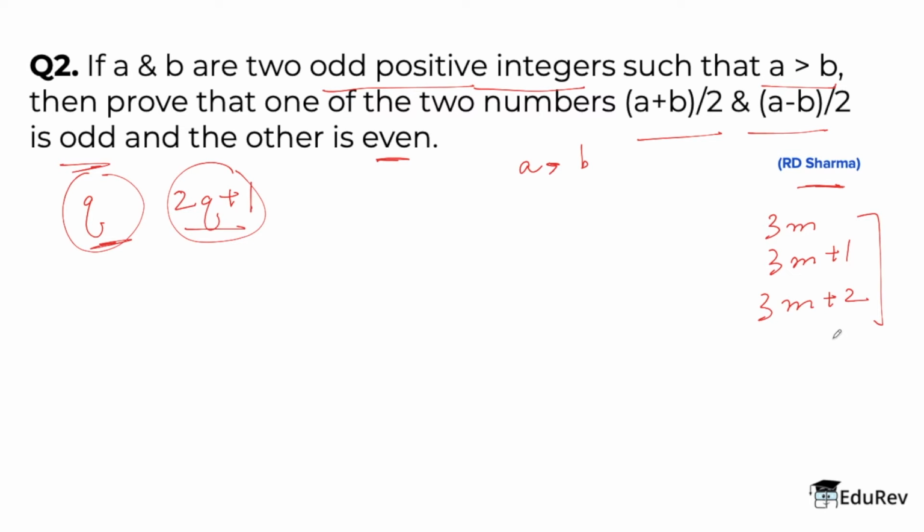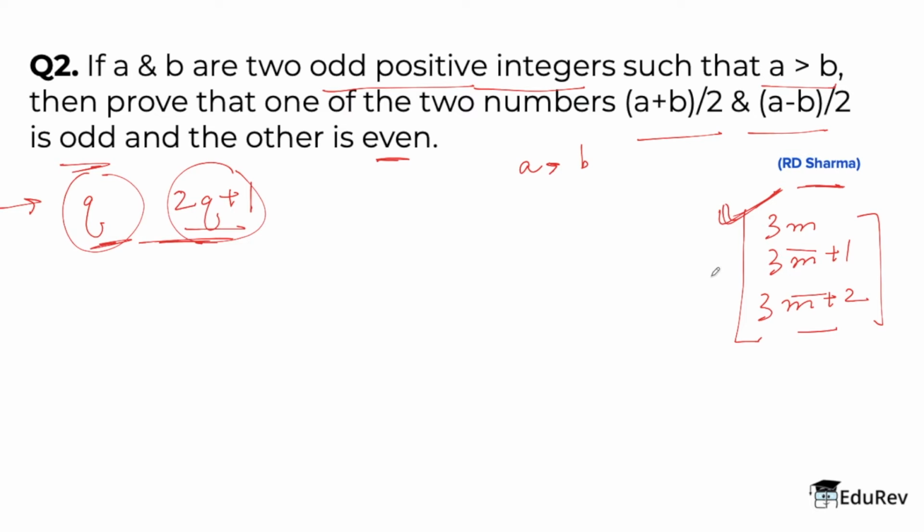Okay, so these three were the numbers that were given. But now what? Those were like the cube, and I have explained how we can figure out 3m, 3m plus 1 and 3m plus 2 in that video. Similarly, on similar grounds, I can say that any positive integer is of the form 2q or 2q plus 1. Now you can easily prove this if you have understood the question that I explained in that video.